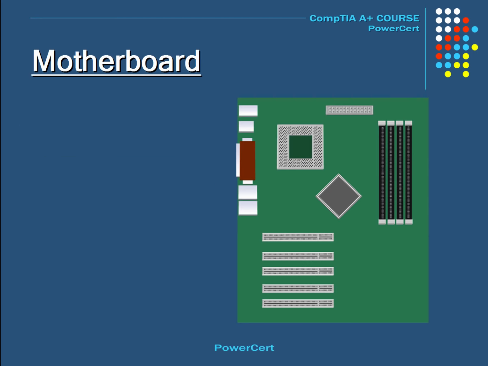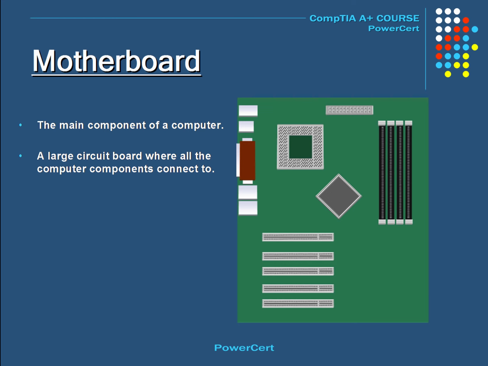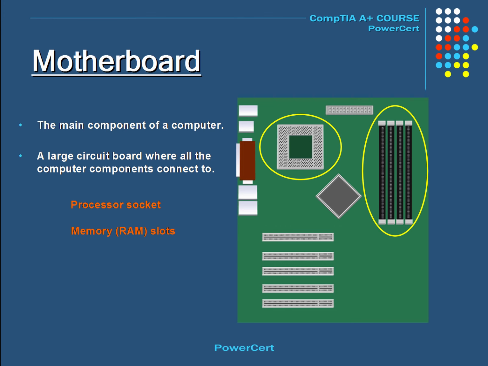The motherboard is the main component of a computer. It's basically a large circuit board where all the computer components connect to, such as the processor socket. The processor socket is where the CPU, or Central Processing Unit, is placed. There's also the memory slots, and this is where the primary memory modules, known as RAM, are inserted.